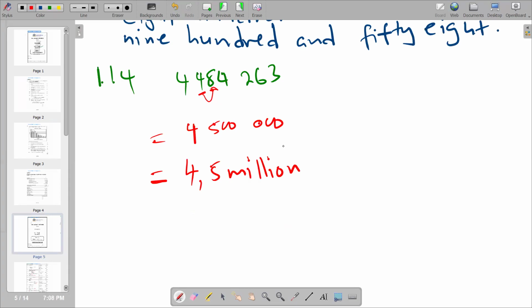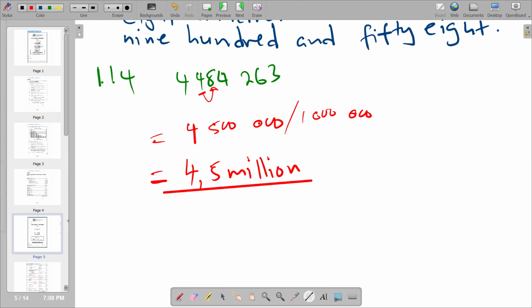To convert it to million, you can divide it by 1 million, and you're going to get your 4.5 million. So here we just divided by 1 million so that we can put it in the form of millions. This is what we have as our final answer.